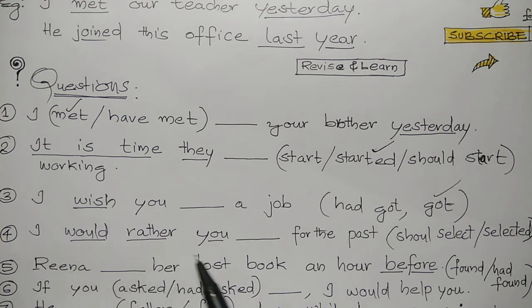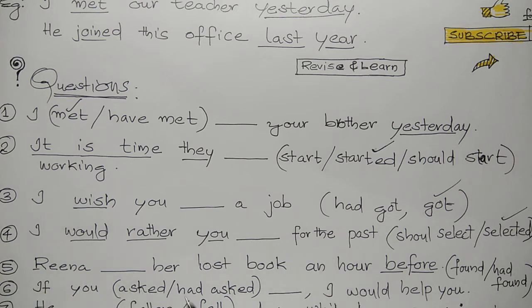I would rather you dash for the post. Again, I would rather plus subject is followed by the V2 form of the verb. Here it is selected. I would rather you selected for the job. It's a part of a wish.